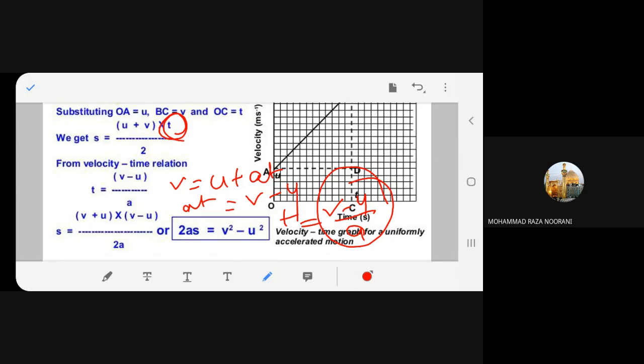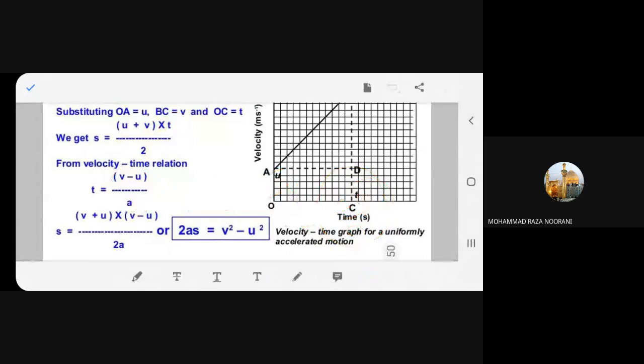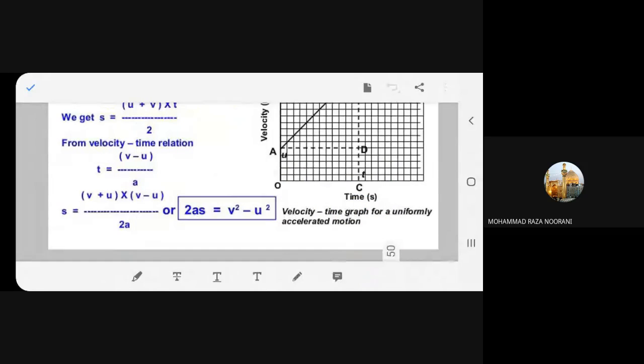So what I will do? I will substitute the value of T. So what is the value of T? V minus U divided by A. This is the value of T. Instead of T, I will write V minus U upon A. What I will write, beta? V minus U upon A. And look over here.